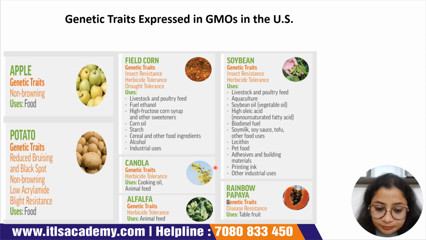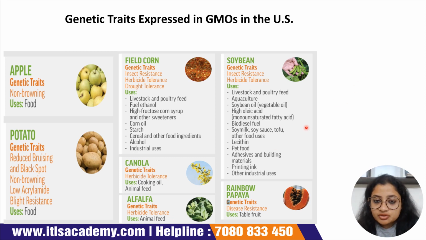Then we have canola. For canola, the genetic trait will be herbicide tolerance. It can be used as a cooking oil and as an animal feed. Then we have alfalfa. Alfalfa is a very important crop. Some medicines or tonics are also made from alfalfa. So the genetic trait will again be herbicide tolerance, and the use will be animal feed.